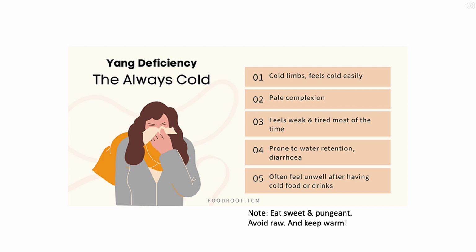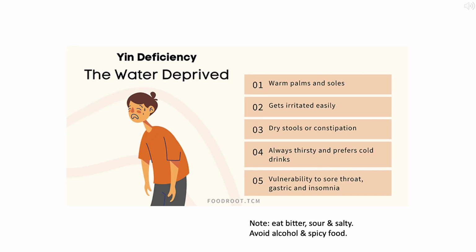And they also will probably have loose stools. It's possible that they are stuck in an eating cycle where there's a lot of raw food. So you really want to avoid that and stick to warm foods, stick to sweet, like we said, with roots, meats, and whole grains. And also eat pungent foods that are going to warm the body, like ginger, garlic, and onion.